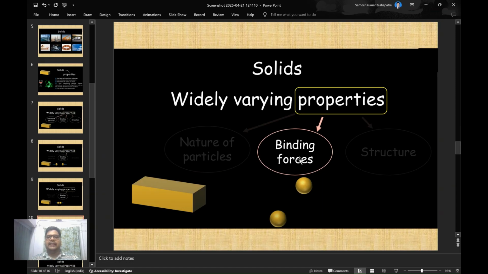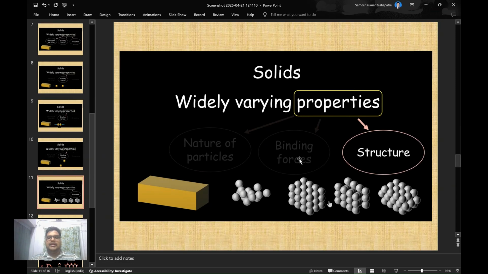And with the higher thermal energy, the substance becomes gas as the particles move randomly. Okay, then we start a study about the structure. So the property of the solid depends upon the structure also.